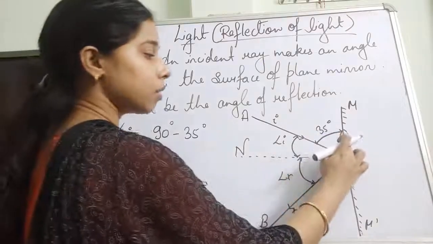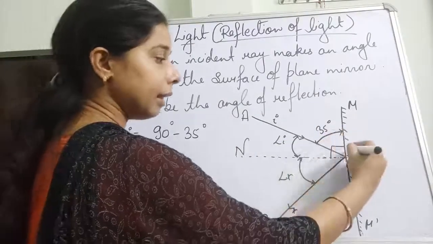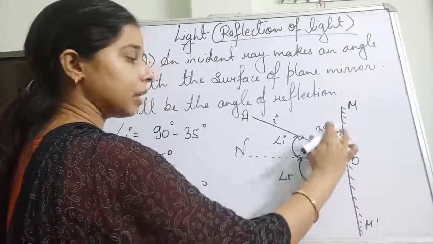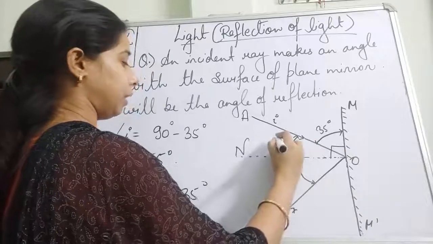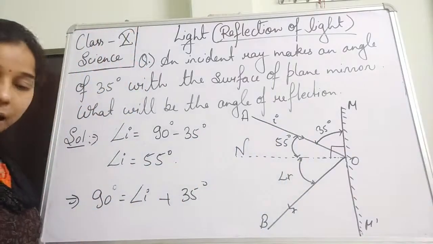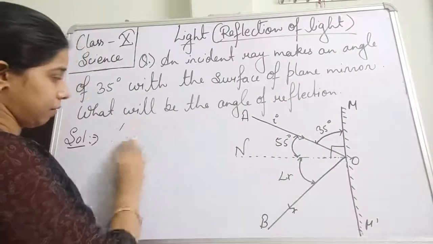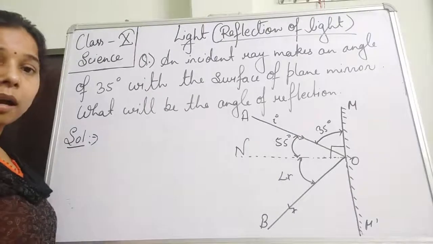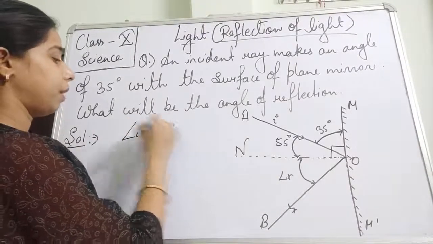So we know that this whole angle is equal to 90 degrees. So this angle will be 90 minus 35, and that will be equal to 55 degrees. Now the angle of incidence that we got is 55 degrees. So angle I is equal to 55 degrees.